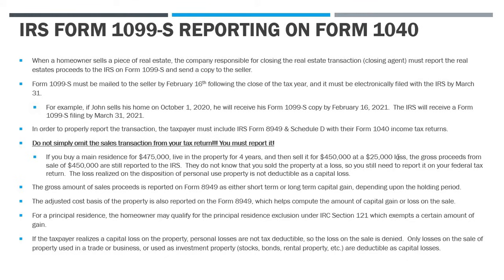Unfortunately, that happens, right? Now, the gross proceeds of $450,000 are still reported to the IRS, right? That's what's on the 1099-S. And again, just to reiterate, the IRS does not know that you sold the property at a loss. They're going to assume that you sold the whole thing for a gain. They will absolutely do that. So it's important that this transaction is reported on the 1040 to make sure that you're not unduly subject to any kind of taxes on gains that you just didn't realize.